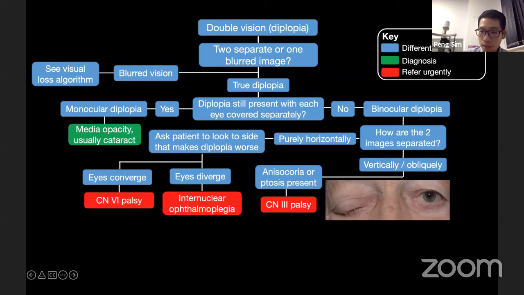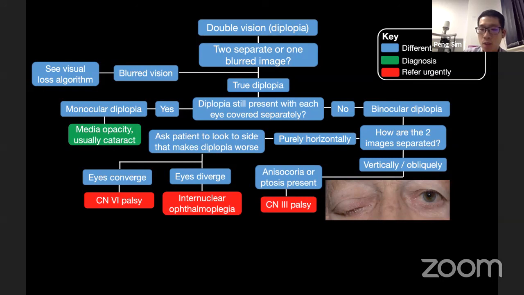In this picture, I've written anisocoria, so unequal pupil size, or ptosis present. In this case, the patient's right eye has a full ptosis without manually lifting the eyelid. If you lift the eyelid, it is very likely that the pupil will be dilated compared to the left eye. Also classically in the textbook, they say that the eye is down and out in a third nerve palsy. But in real life, these patients typically don't present in this manner.